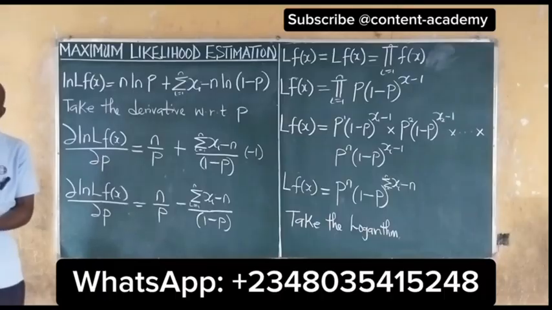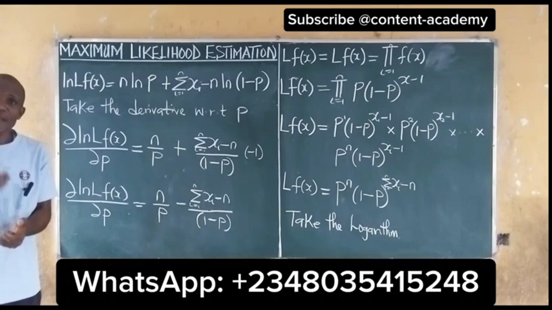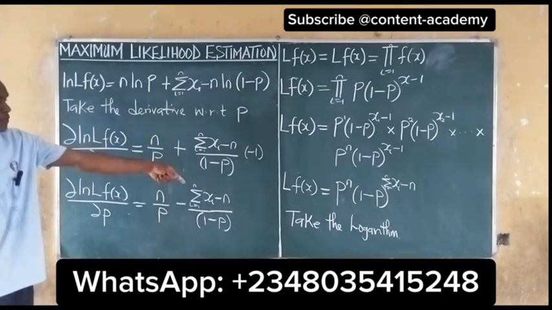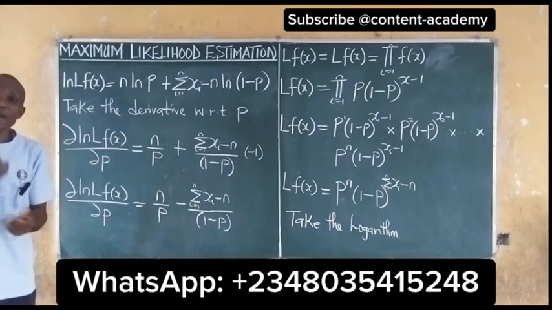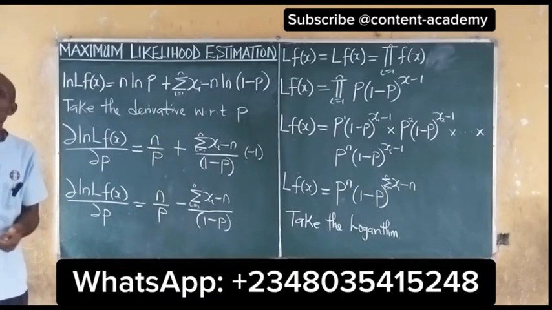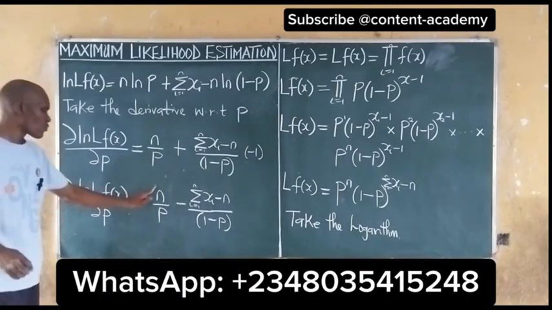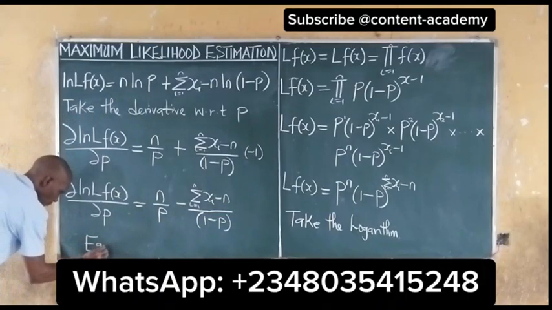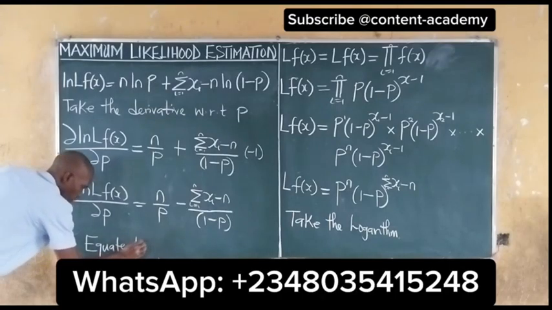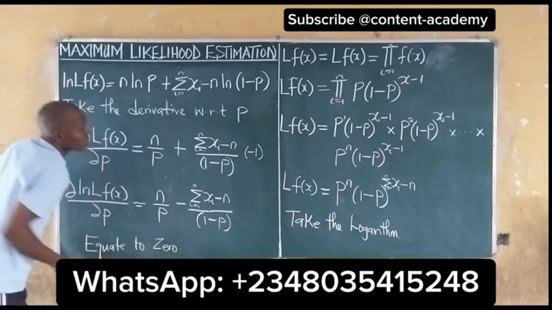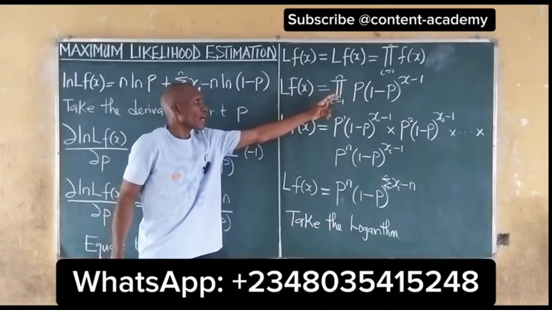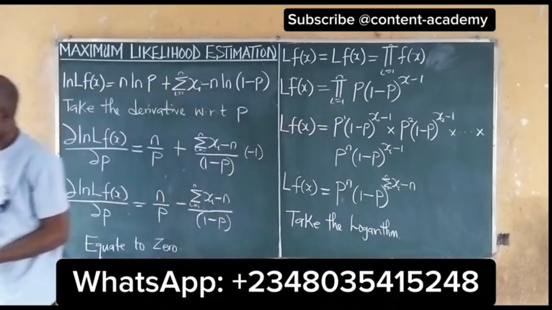Like we said, from the maximum likelihood estimation, to get the maximum likelihood estimate, we take the likelihood function, we take the logarithm, we take the derivative with respect to the given parameter, and equate to 0. So we equate the whole of this to 0. For it to equate to 0, we move over to this side of the board to do that.